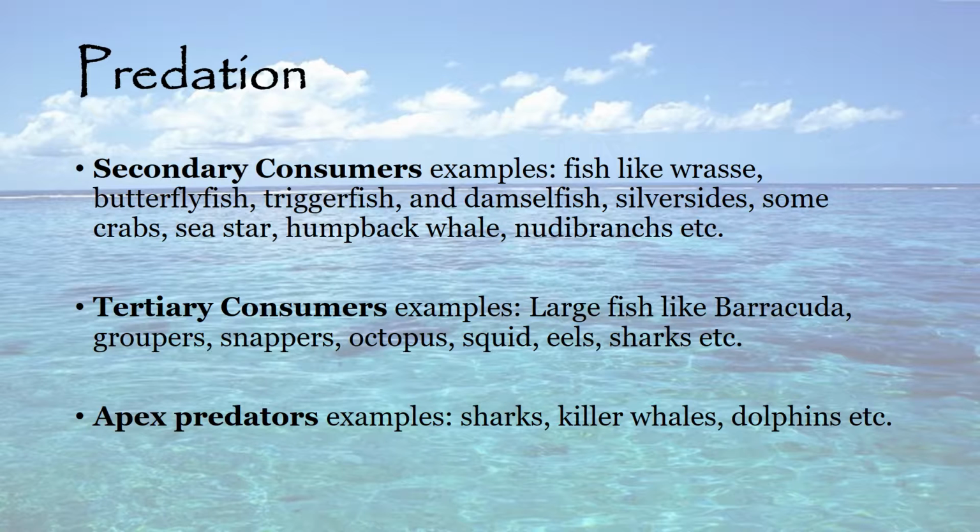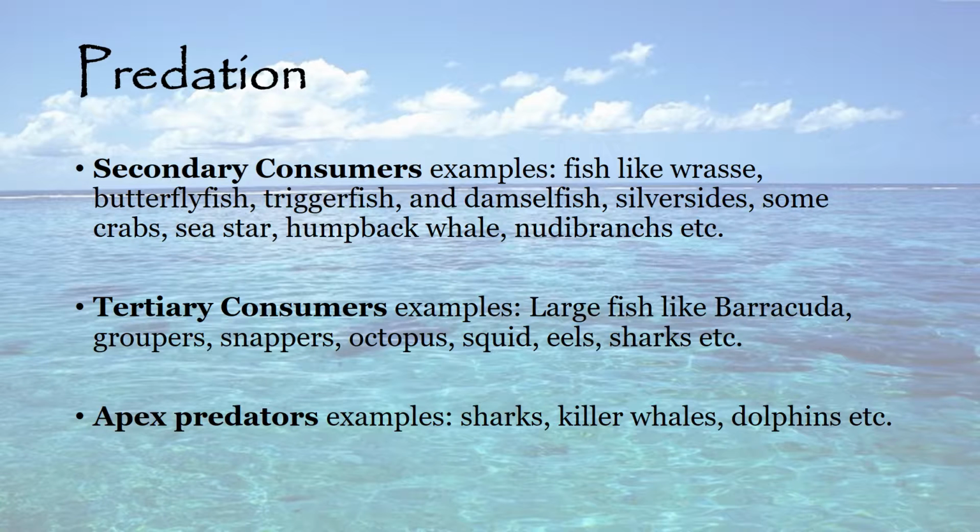Predation. Secondary consumer examples: fish like wrasse, butterfly fish, triggerfish, damselfish, silver sides. There's a lot of fish that you can name there. I just named some that I could think of. Some crabs, sea star, humpback whales, nudibranchs, etc. The list could really go on and on.